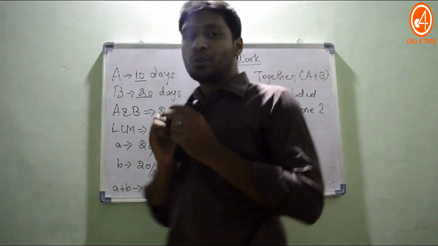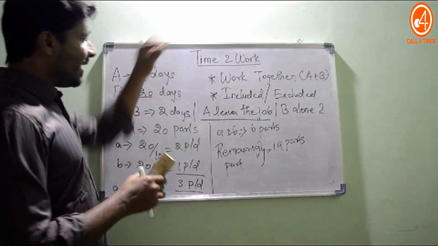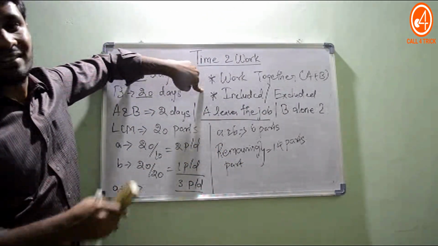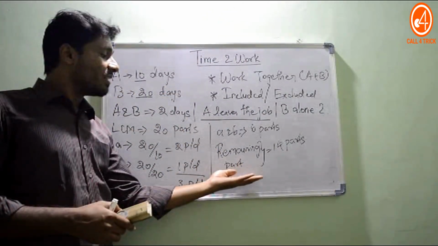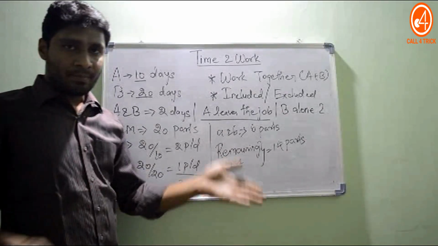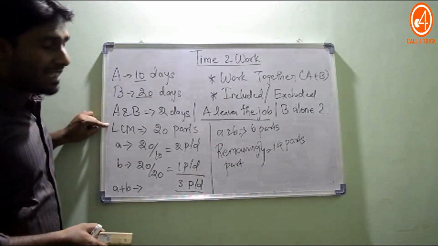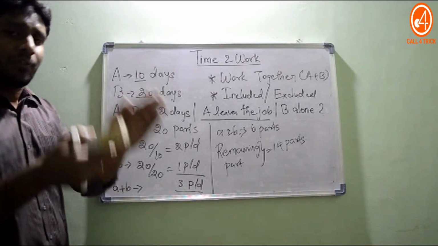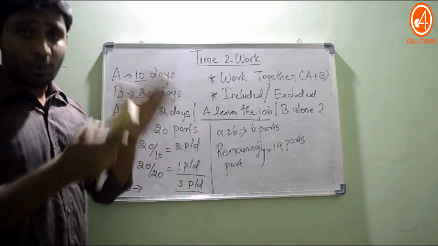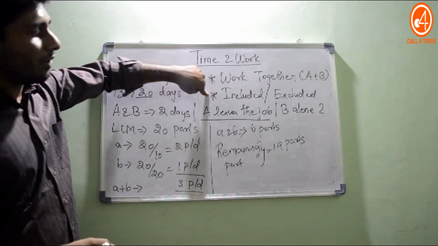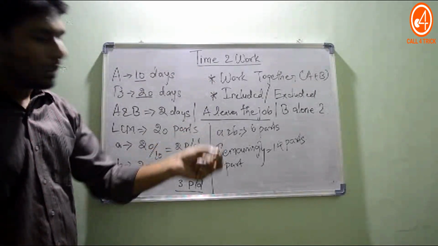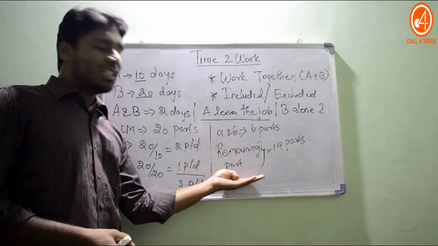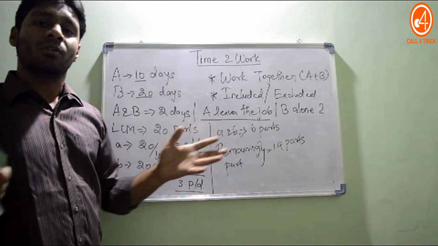Got my point? So if they ask anything like inclusive or exclusive, you just have to find one more step called the remaining part. The same steps, nothing to worry. First step is taking LCM, second step is finding the number of days, and third step is the solution. But before going for a solution, you just go through the question, and if it is included or excluded, you just have to find one more thing called the remaining part of work. And this is nothing but the part of work which is left as it is.